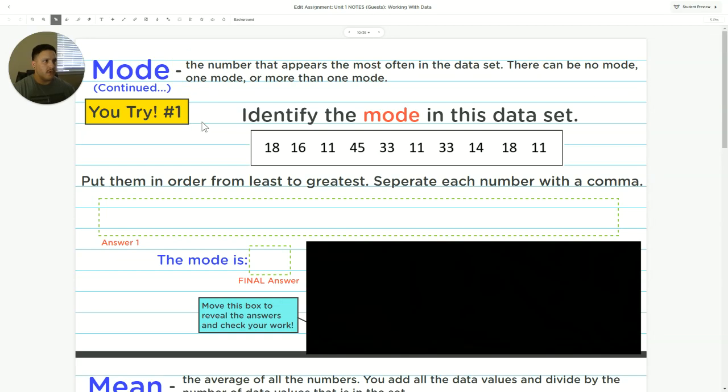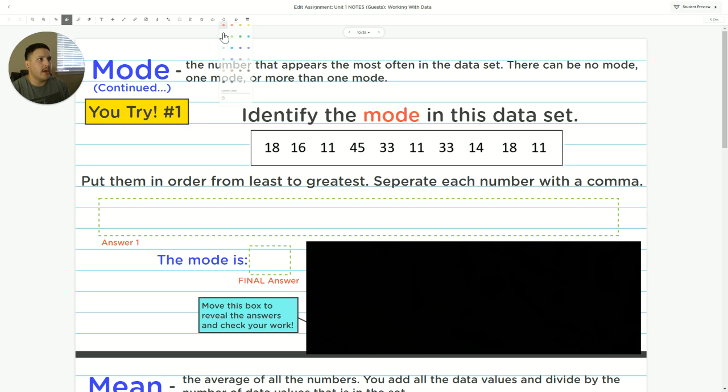Okay, so you try this out. I have a data set right here. You're going to identify the mode in this data set. First thing you're going to do is put them in order from least to greatest. If you're entering all these in ClassKick, make sure you separate each number with a comma. And then tell me what the mode is. You can move the box right here to check your answer, but only after you've tried, please. Okay, so go ahead and pause the video and try this out. Otherwise, I'm going to go ahead and go through this.